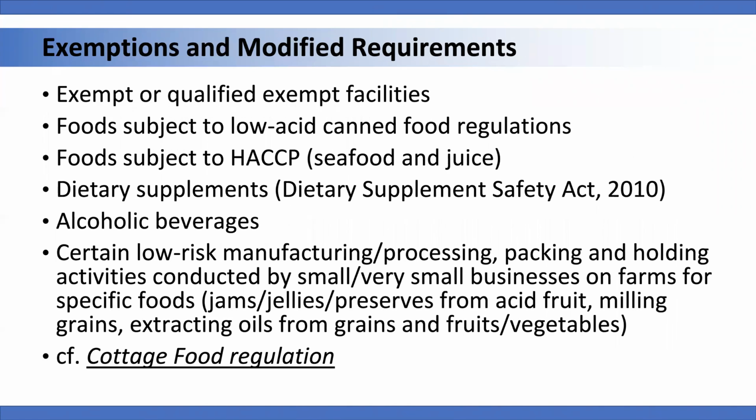As most of you probably know, there are some exemptions and modified requirements. There are exempt or qualified exempt facilities based on the size of annual sales and business. Some food items such as seafood and juice are subject to HACCP regulations. Dietary supplements and alcohol beverages are not covered under FSMA rules. Some activities on farm such as packing, holding, milling grains, extracting oils, and some specific foods such as jam, jellies, preserves, and so on are exempt. Cottage food is regulated by the state cottage food regulation.